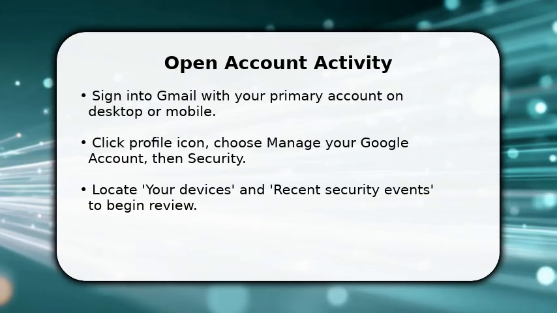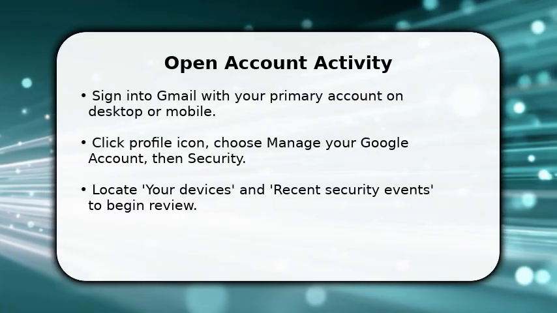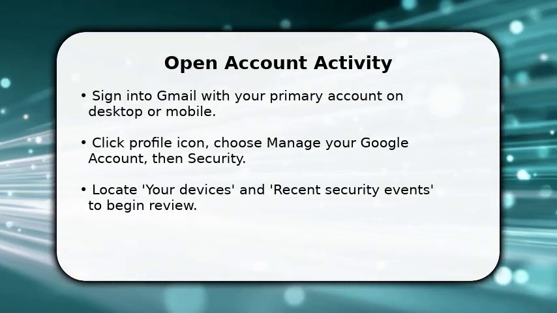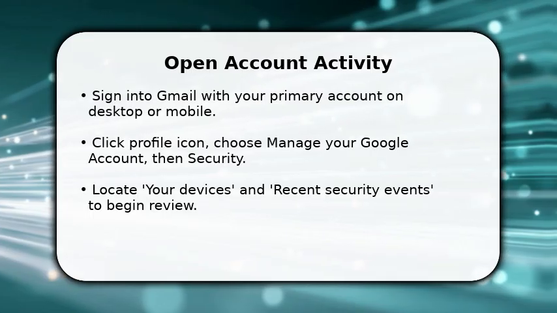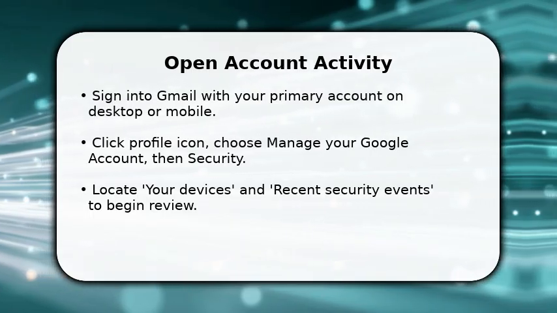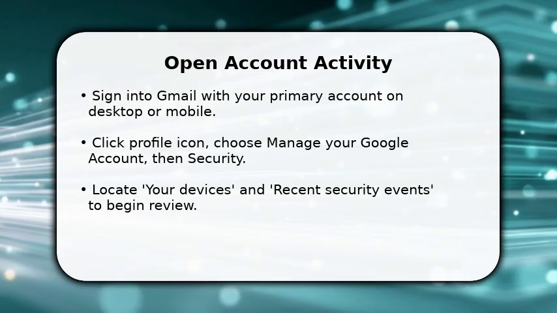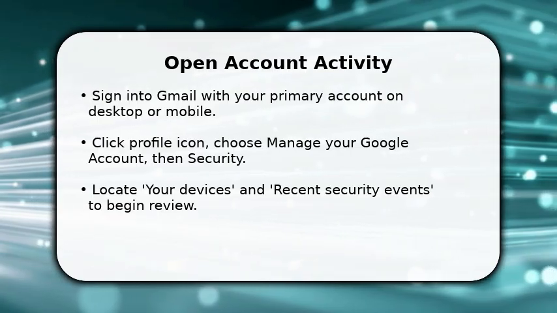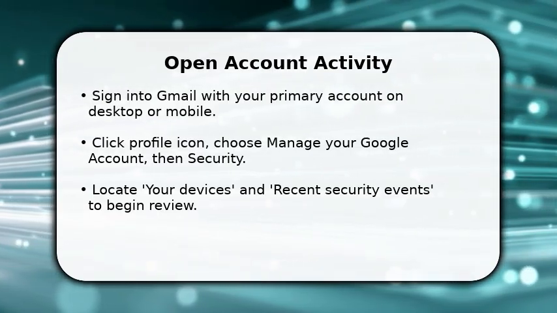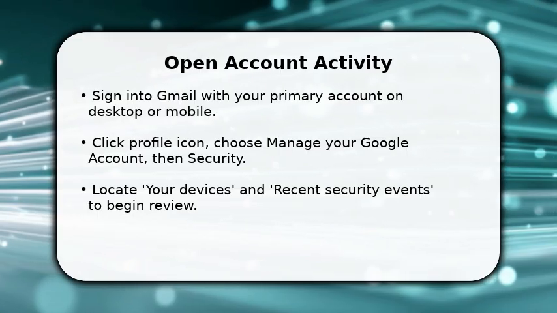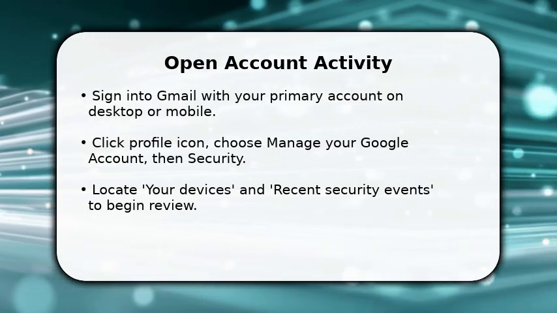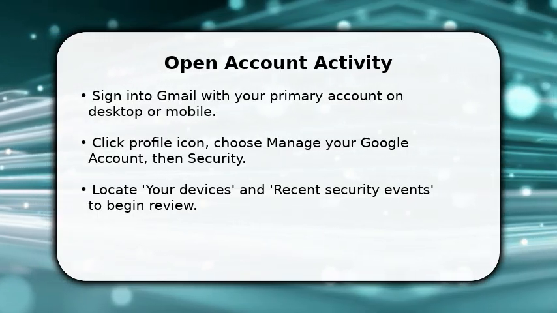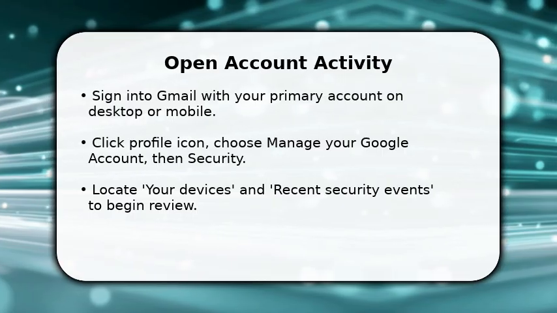You start by signing into Gmail and going straight to your Google account settings. This is faster than hunting through menus. Once signed in, click your profile photo, pick Manage your Google account, and navigate to Security. Under Security, find your devices and recent security events so you can see active sessions and flagged actions. These views show where your account is signed in and notable changes.